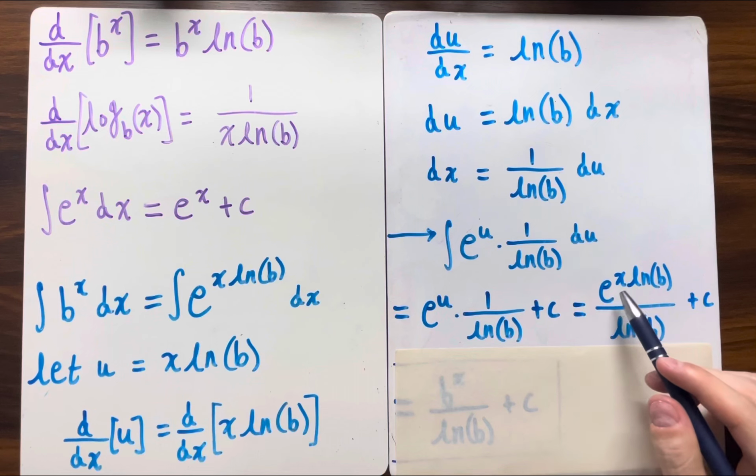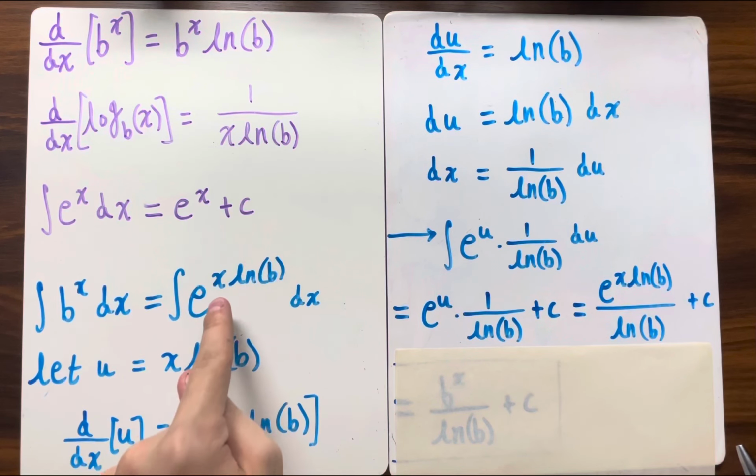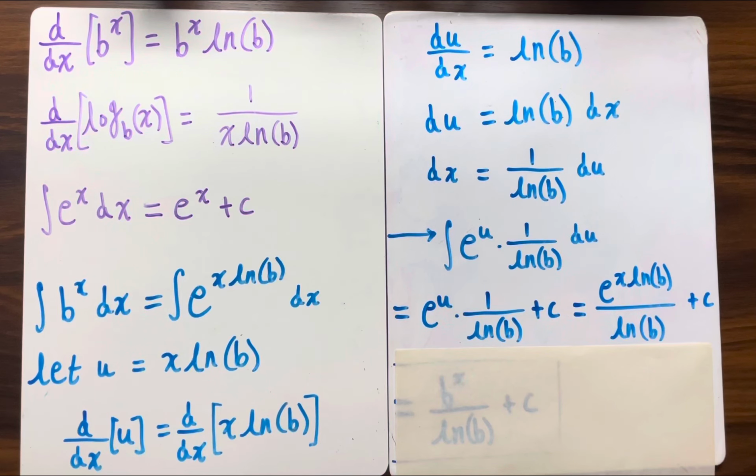And what is e to the x ln of b? Well, it's the same thing as b to the x. Remember, b to the x is the same thing as e to the x ln of b, based off of the logarithmic and exponential relationship.